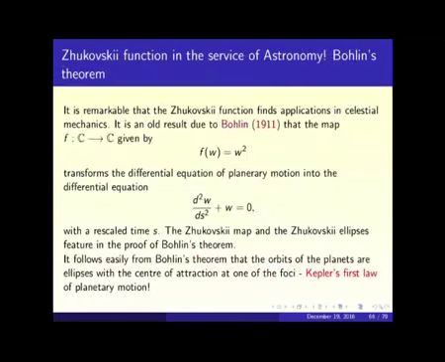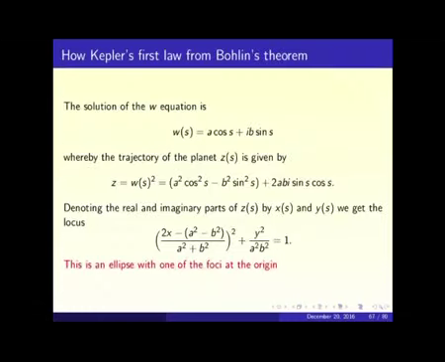Whereby, what is the original trajectory? Remember that the function is f of w equal to w squared. The original coordinate was z. Z was the moving point, coordinates of the moving point of the planet. So z will be w squared. So the position of the planet z of s is w of s squared, which is a squared cos squared s minus b squared sine squared s plus 2abi sin s cos s.